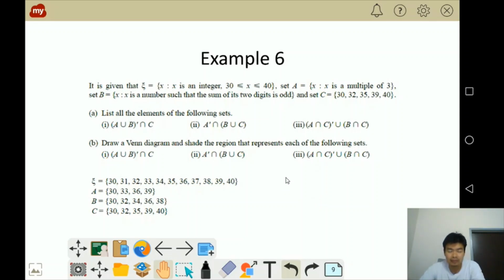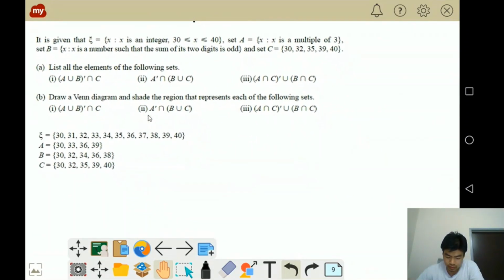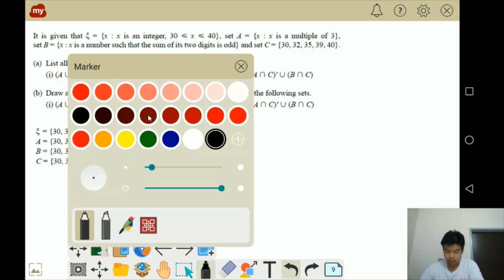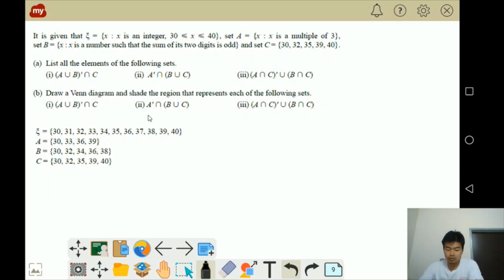We can start solving the problem. List all the elements for the following sets. I'm going to move it here. Let's start now. A union B prime intersect with C. So we have to do what is in the bracket first. A union B is not difficult. You can look at set A and set B. A union B simply means the total elements, all the elements 30, 32, 33, 34, 36, 38, and 39.